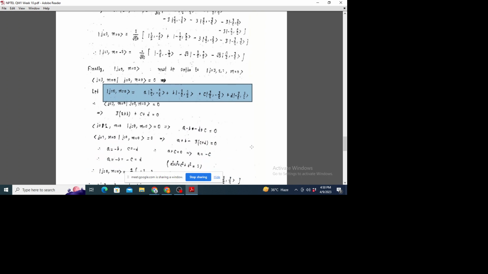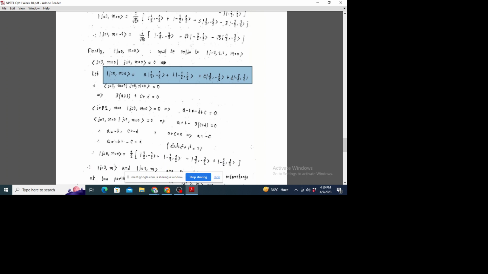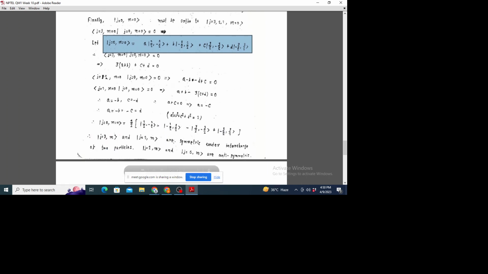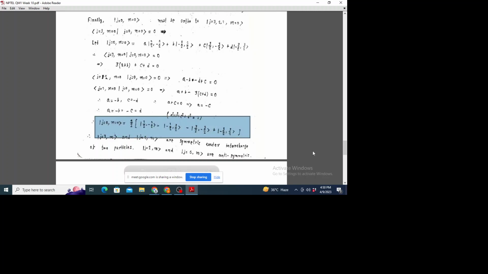So how to make total M equal to 0? There are only four possibilities. All of the states that can lead to m equal to 0 will appear in the linear combination, and we will have to find the coefficients of that linear combination by demanding the orthogonality property, and finally the normalization property. So use that and you will get this result. So that is how you add two angular momenta.